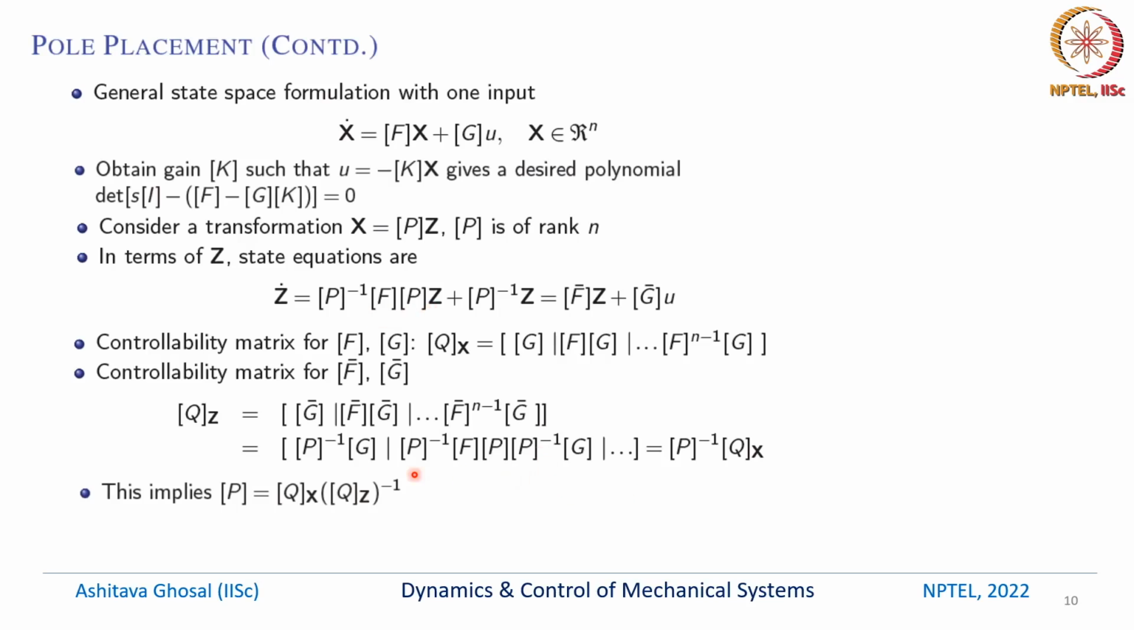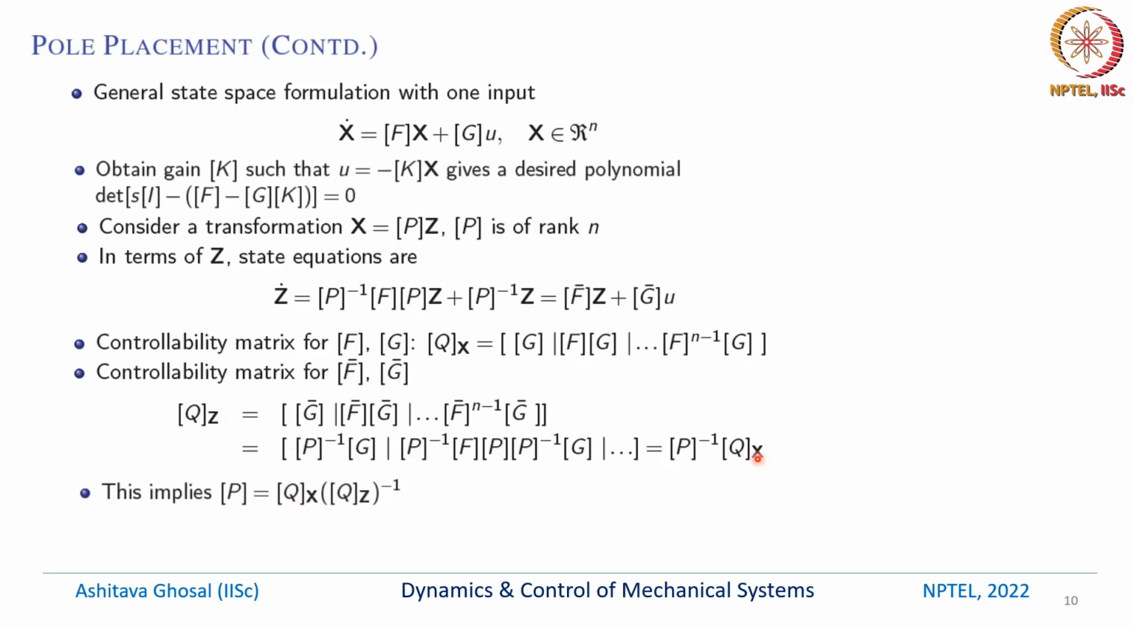Hence we can rewrite all these terms F bar and G bar in terms of the original G and F, and it turns out that you will get terms like P inverse F P, P inverse G. So P into P inverse is identity, and we will be left with P inverse F into G. We can take out P inverse outside because every term will have a P inverse. So we'll have P inverse G, then P inverse F into G, and so on. So we get P inverse Qx. This implies that P is nothing but Qx into Qz inverse.